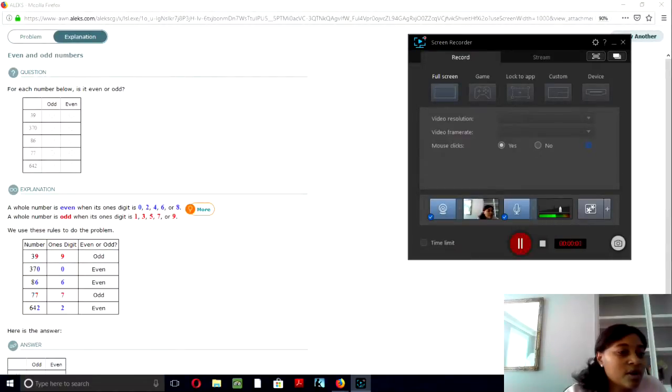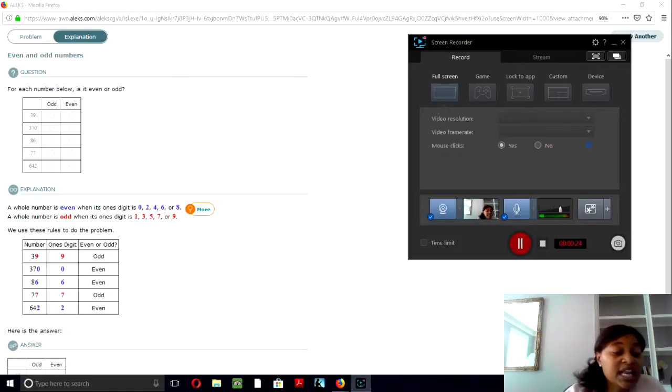One of the problems we're going to work on today is even and odd numbers. An easy way to go about this is to simply look at the last number. If the last number is an even number, then the whole number is an even number. So even numbers are 0, 2, 4, 6, and 8. Odd numbers are 1, 3, 5, 7, and 9.